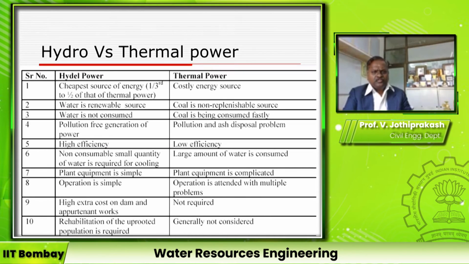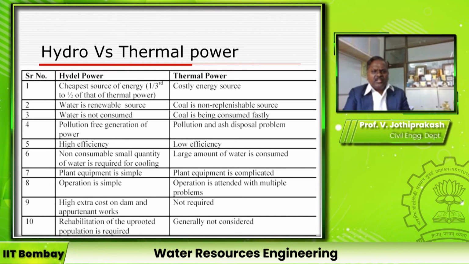Hydropower is cheap compared to the thermal power station, and it is a renewable resource. Water is not consumed, whereas in a thermal power station a non-replenishable source is used and coal is being consumed faster. And the hydropower plant is pollution-free generation of power, whereas in thermal there is pollution and ash disposal. Fly ash is the largest byproduct in the thermal power station, and we are doing a lot of research on what to do with this fly ash. Hydropower plants are very highly efficient, whereas thermal power plants have low to medium efficiency.